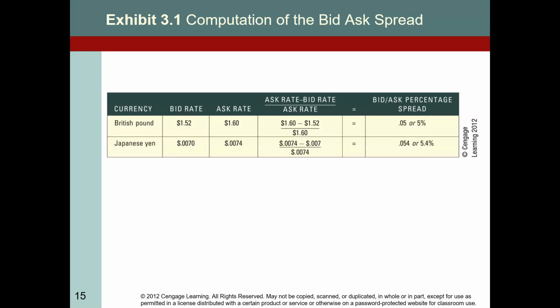Computation of bid-ask spread. Here we have two currencies, for example. One is British pound, another is Japanese yen. We can see the bid rate and ask rate for the two currencies in the second and third column here, and the bid price is lower than the ask price. Then in the fourth column, we see the calculation for bid-ask spread, which is the ask rate minus the bid rate divided by ask rate. The bid-ask percentage spread is 5% for British pound and 5.4% for Japanese yen.